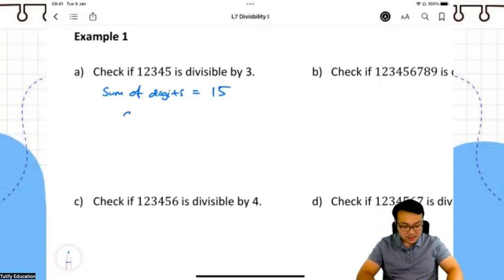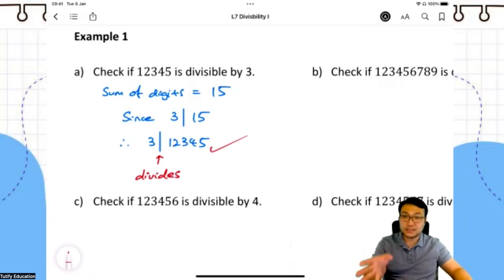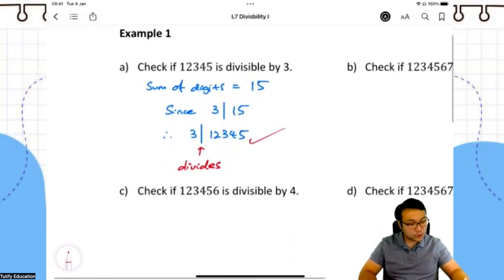So I say, since 3 divides the sum of their digits, therefore 3 can divide the number itself. Understand? So what is the meaning of this line? It just means divides. So when you say 3 divides 1, 2, 3, 4, 5, it means that when you take 1, 2, 3, 4, 5 divided by 3, the remainder is 0. So just take note of the notation.